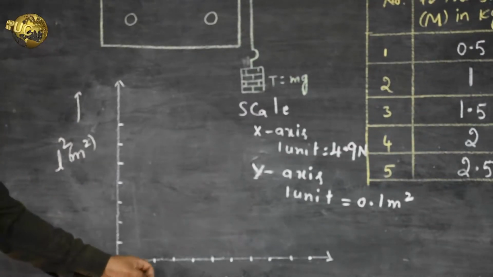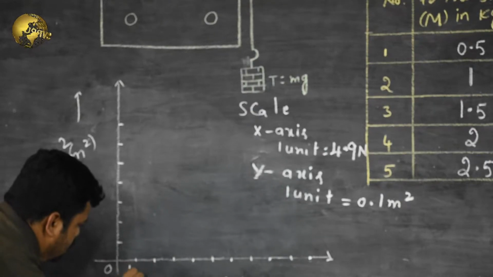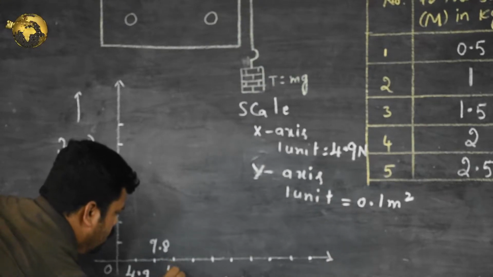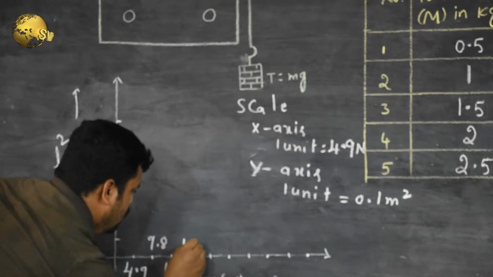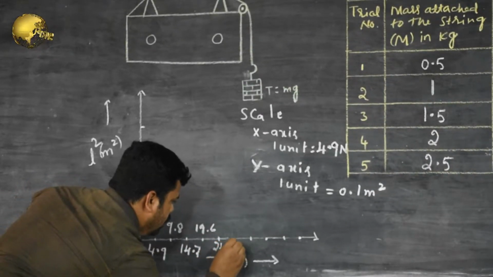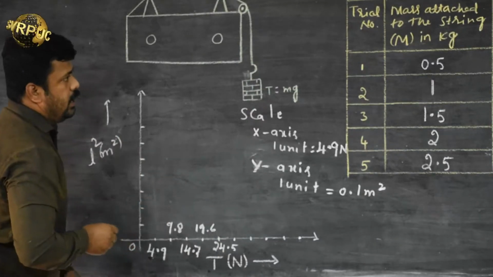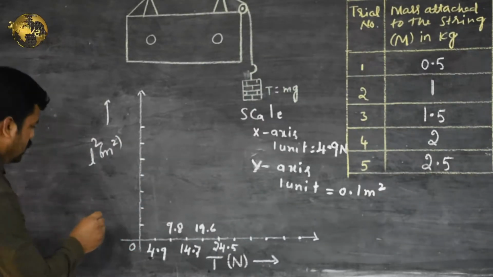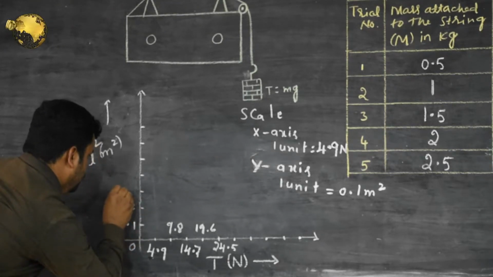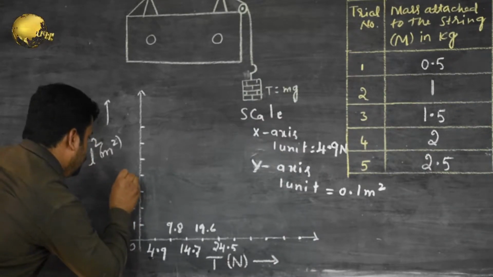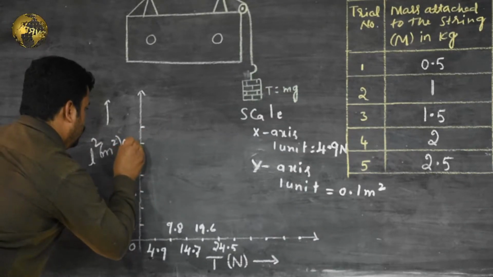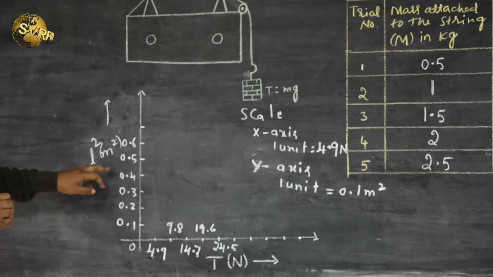Now I write the values here. So this is 4.9, 9.8, 14.7, 19.6, 24.5 values, and the corresponding L square values. For that I have 0.1, 0.2, 0.3, 0.4 and 0.5. You can take more, 0.6. Actually I need it up to 0.5.